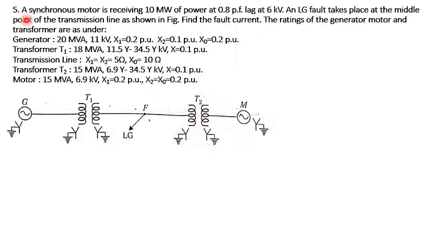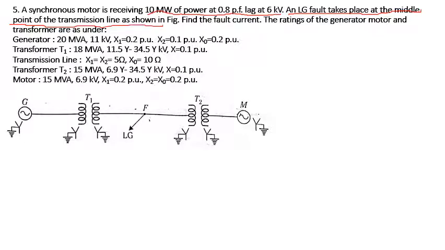Let us consider a synchronous motor which is receiving 10 megawatt of power at 0.8 power factor lag at 6 kV. Okay, 10 megawatt of power at 0.8 power factor and 6 kV. There is a line to ground fault that takes place at the middle point of the transmission line.